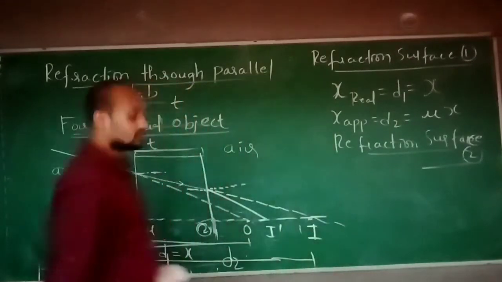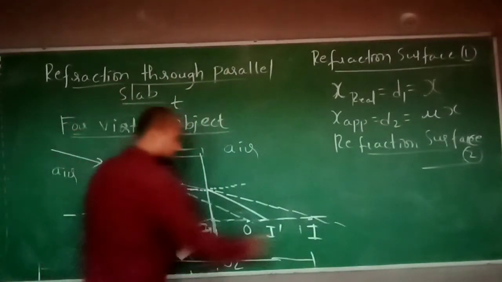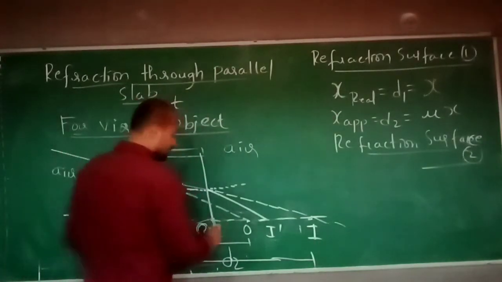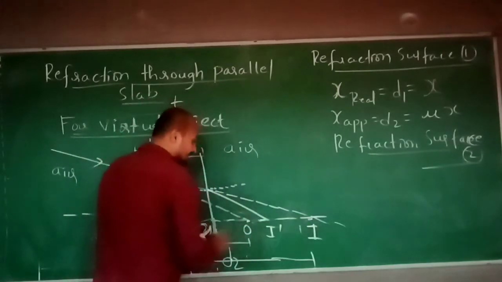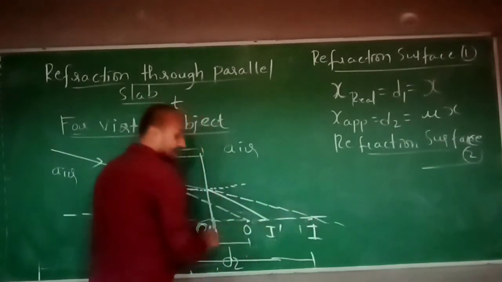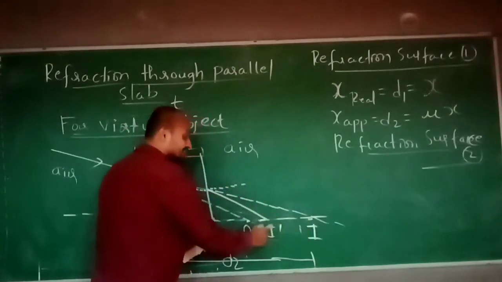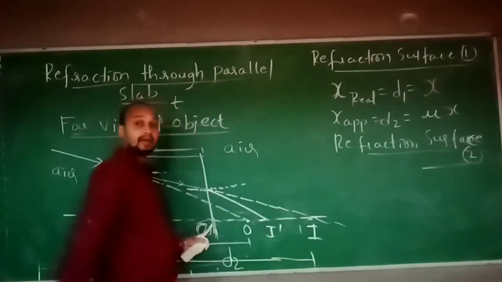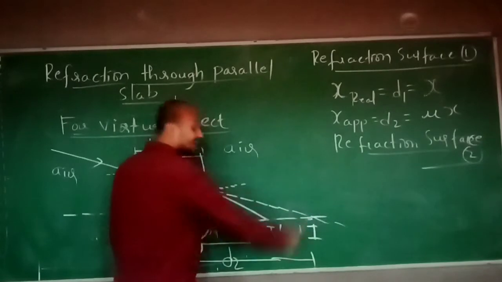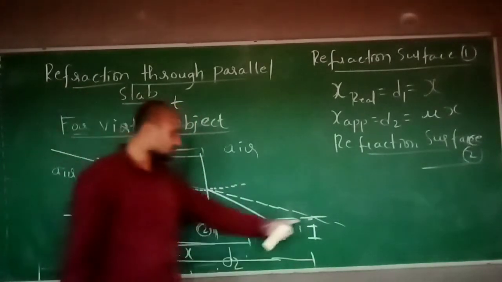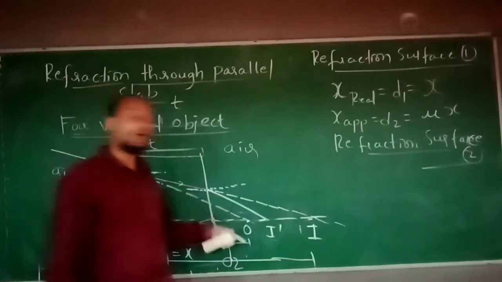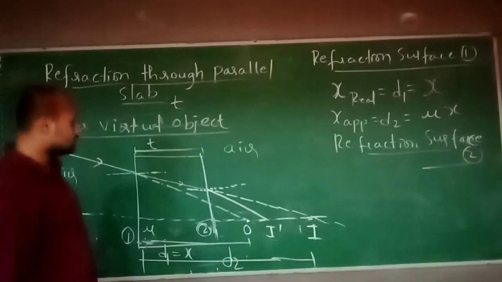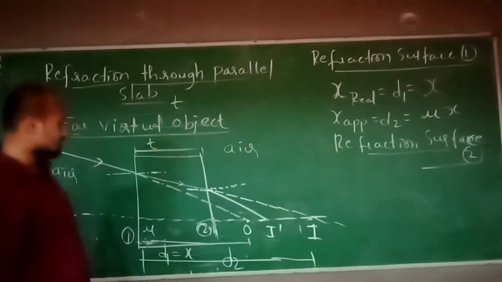If I talk about refraction through the second surface, what will happen? What is this distance? See here. For the second surface, this is the real depth, and this is the apparent depth. From the second surface to I1 dash is the apparent depth. From the second surface to I is the real depth. It was supposed to form here. Due to refraction at the second surface, shifting has taken place from I to I dash.